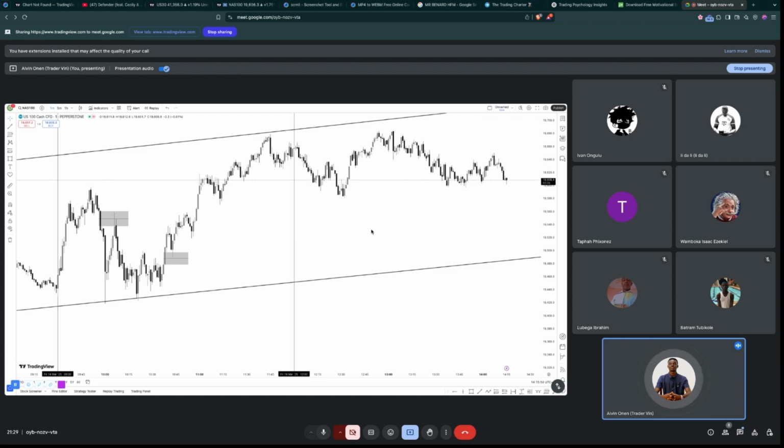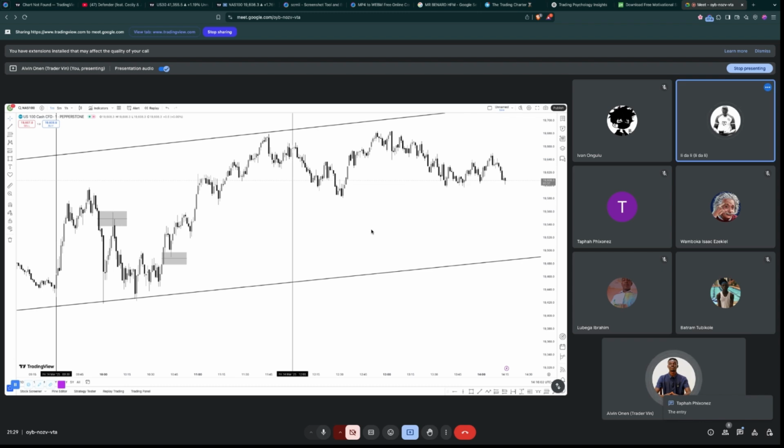So actually, the fair value gaps and order blocks are from ICT. The market structure shifts are from ICT concepts. So for the entry, I like using fair value gaps over order blocks. You know why? Because fair value gaps will always be tapped because they are the first levels. Order blocks are rarely tapped.